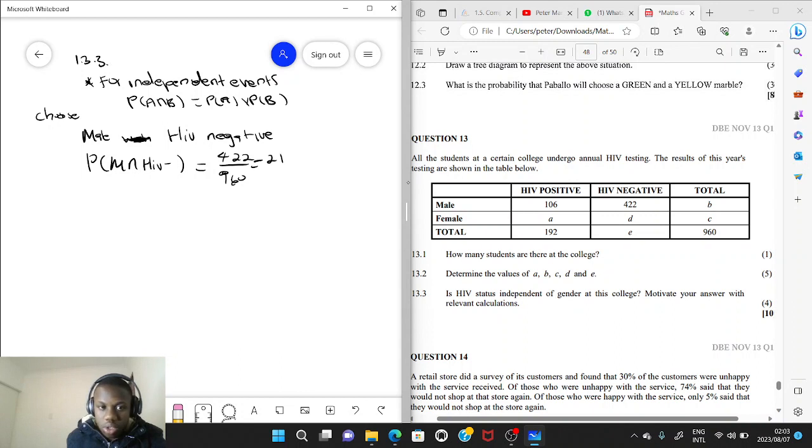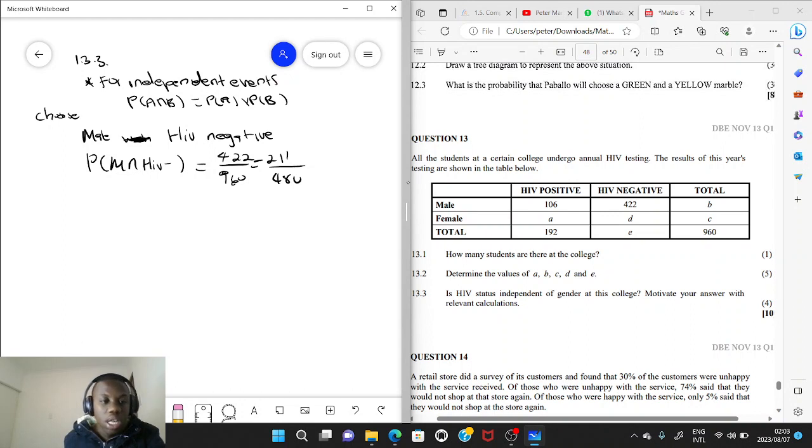That's 211 over 480, right? So the same thing. Now I want you to note the first thing that we consider. I choose a male who's HIV negative, and I determine the probability of a male who is HIV negative. It turned out to be 211 over 480, right?